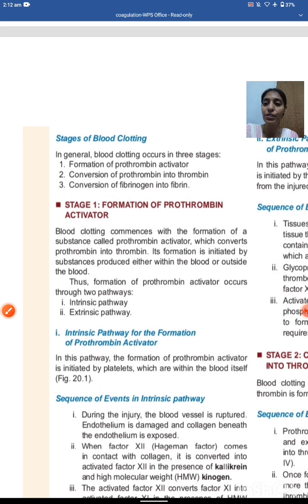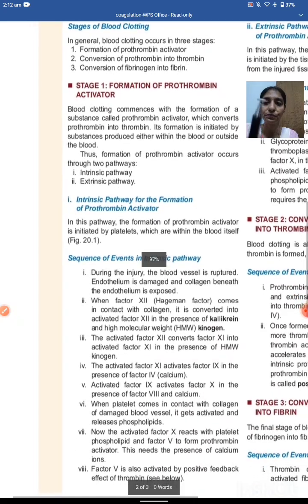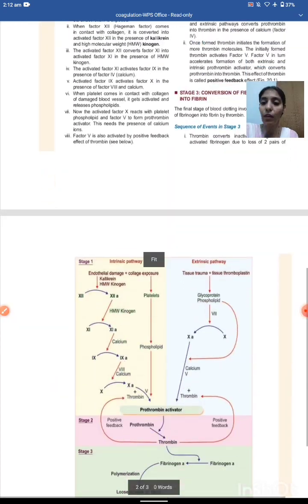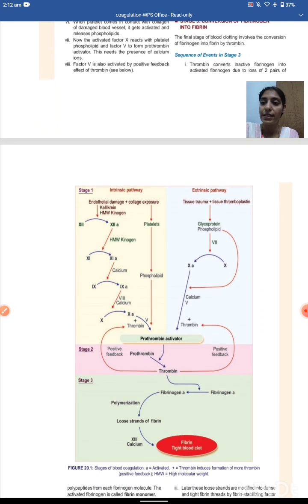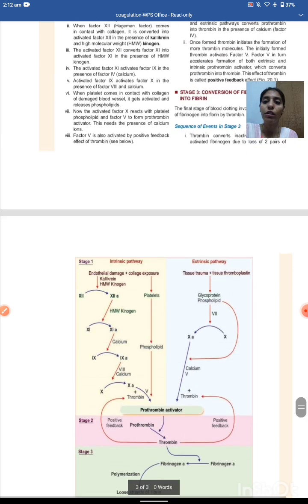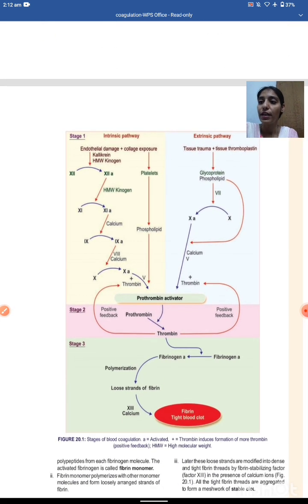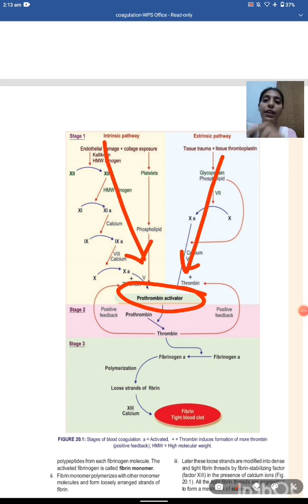Let's move to the first mechanism, which is the intrinsic pathway for the formation of prothrombin activator. As you can see in this diagram, it shows the complete coagulation mechanism with all three stages of coagulation. The yellow part indicates the intrinsic pathway of the first stage, while the light blue part indicates the extrinsic pathway of the first stage. So the first stage involves the formation of prothrombin activator through the intrinsic and the extrinsic pathways.